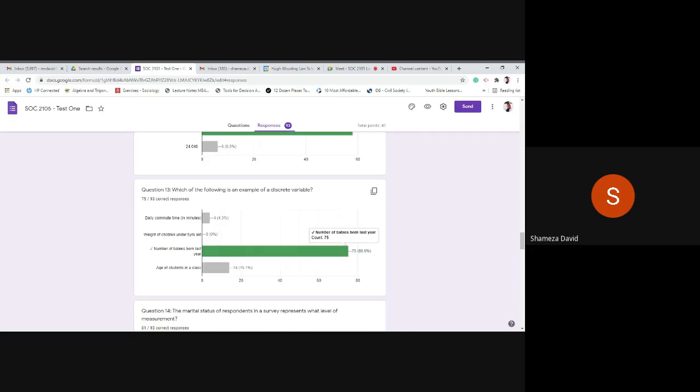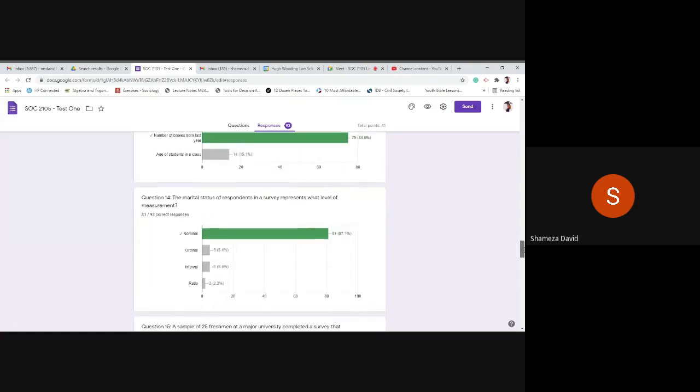Age, some people celebrate their half birthday, some people celebrate their quarter birthday and all that. So when you're a child, somebody asks you, it's like, oh, I'm 10 years and 3 months or whatnot. We were all in such a hurry to grow up. Age would not count as a discrete variable. The only variable here that would count as discrete is the number of babies born last year.